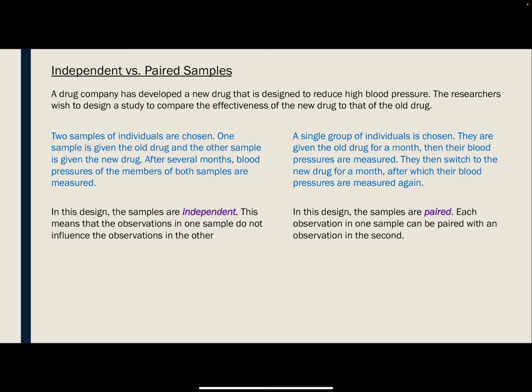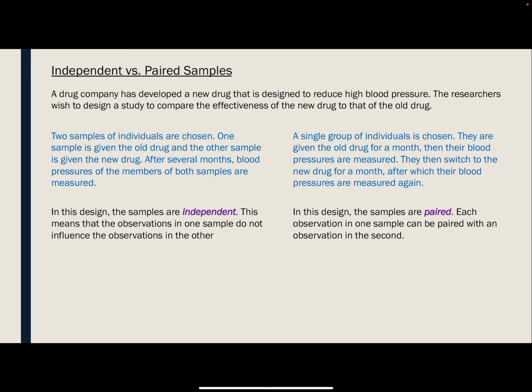So paired data, this chapter is going to combine what we learned with our 2-sample t-tests and t-intervals with our 1-sample t-test and t-interval. So I want to look at the difference between independent samples, which were a requirement for a 2-sample t-test. And I want to look at how that's different with paired data or paired samples. So we have an example here.